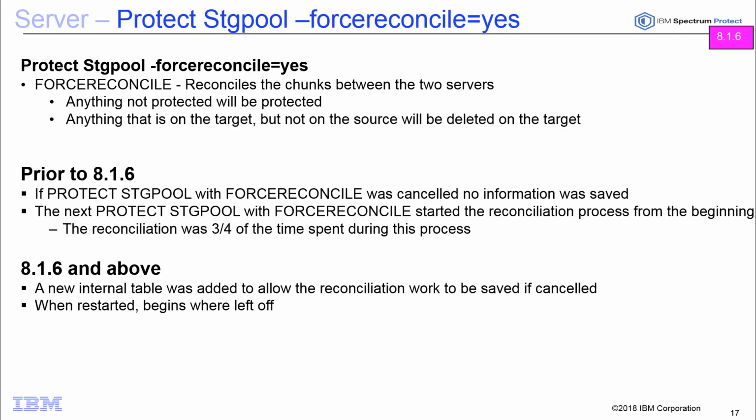The next enhancement to one of our commands has to do with the protect storage pool force reconcile equals yes. Prior to 8.16, if you ran this command and it was interrupted, the next time it ran, we would have to restart the whole reconciliation process between the Spectrum Protect primary server and target server. Because what this command is doing is it's going out and it's looking to see what has been replicated over to the target server. And if it happens that there's anything on the target server that's not stored on the source server, we'll delete it off of the target server. So as you can imagine, this reconciliation can take a while.